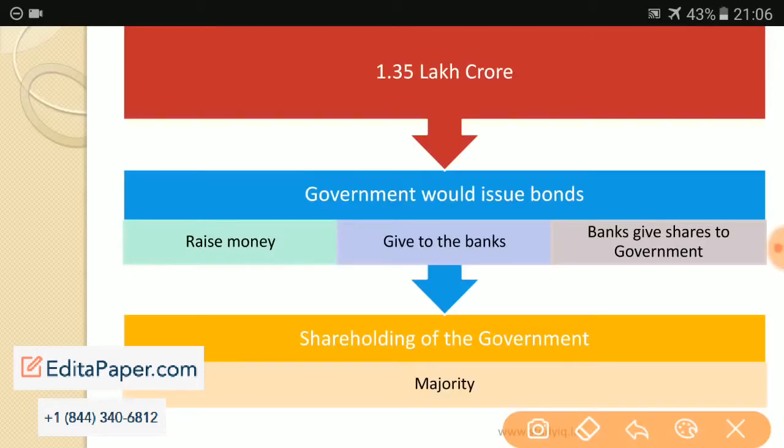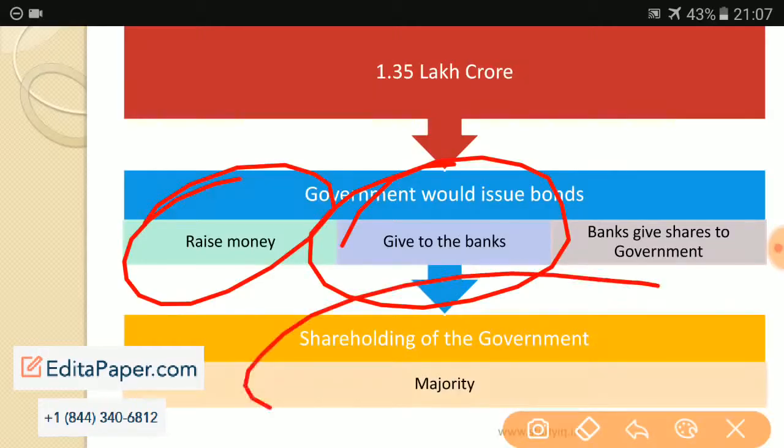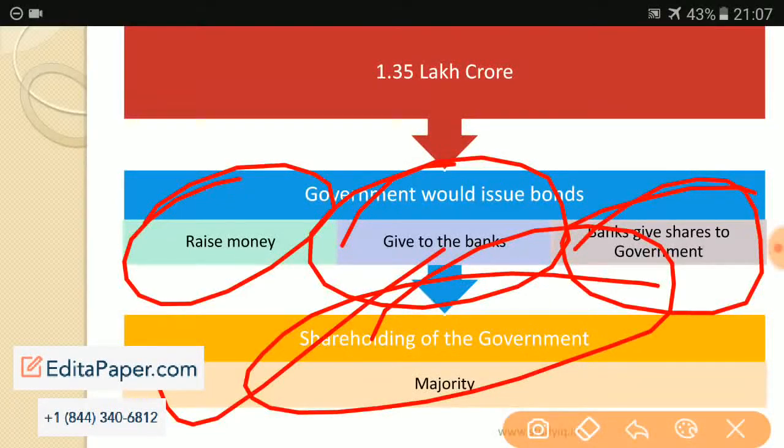But one of the points you should keep in mind here is, since I am raising that money from you, and I'm issuing the securities for 10 years to you, I would be liable to pay interest to you, as well as after 10 years I would need to pay you the principal amount. Now I would be paying interest on the bonds that I have issued, and also I would raise money, give it to banks, and as a result my shareholding would increase and I would maintain my majority shareholding. So this is what the recapitalization bonds would do.